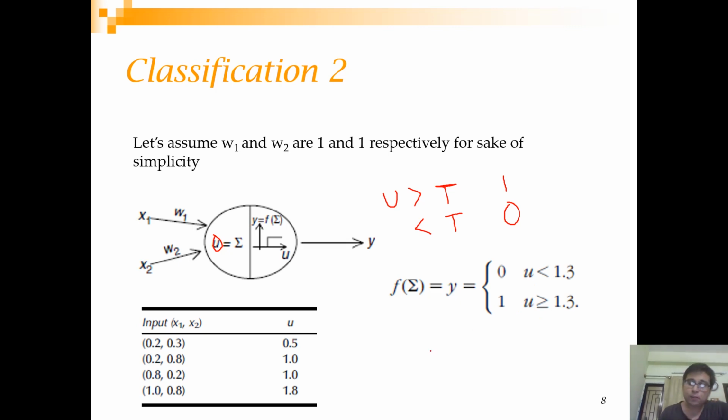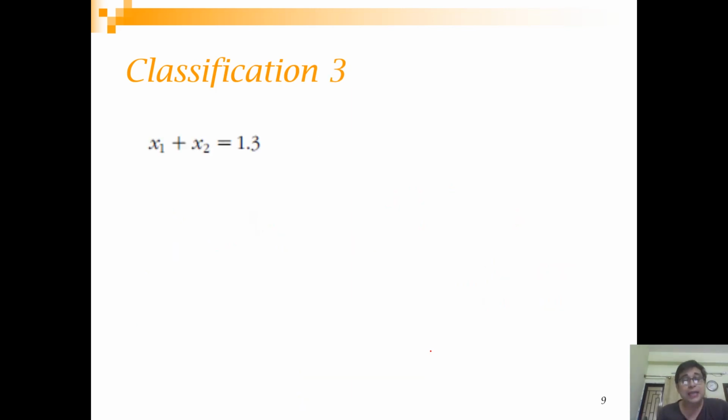So I can think that if w1 x1 plus w2 x2 is less than 1.3, then it is 0, and if it is greater than 1.3, then it is 1. So this line actually can represent a decision boundary, somewhat like this. This will be the line. Anything on one side of this line will be the 0 class, and anything on the other side of the line will be the 1 class, which is very similar to your support vector classifiers.